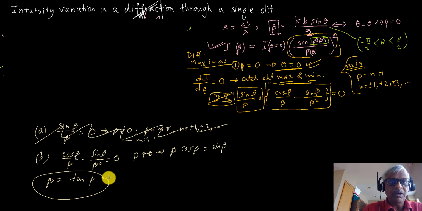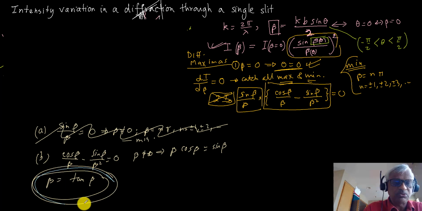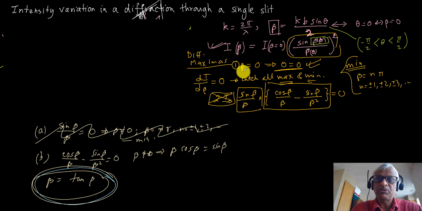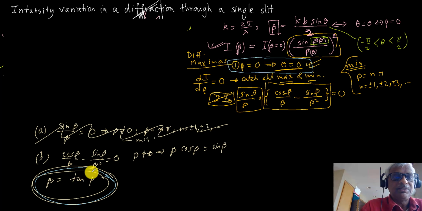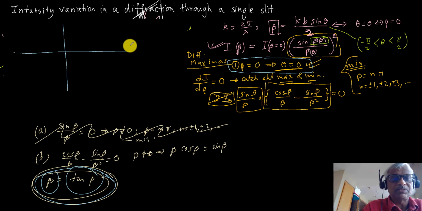We want to find out the values of beta for which this is true. Those will correspond, in addition to these, to the maxima. One way to do it is to plot the left side and the right side against beta. So let's see. This is, say, pi over 2. That's where tangent of beta will blow up.